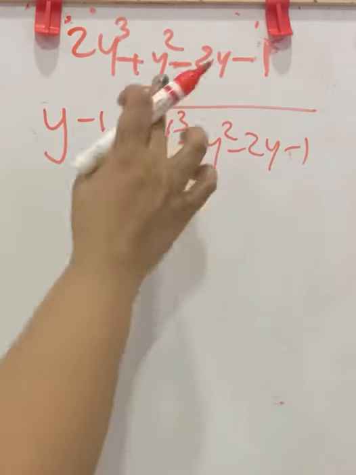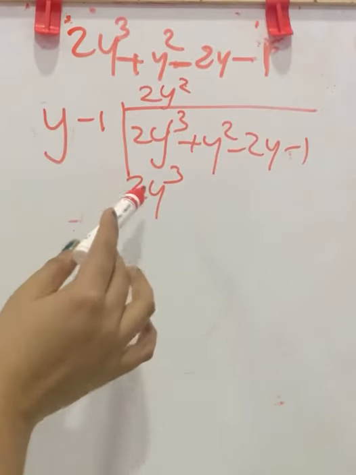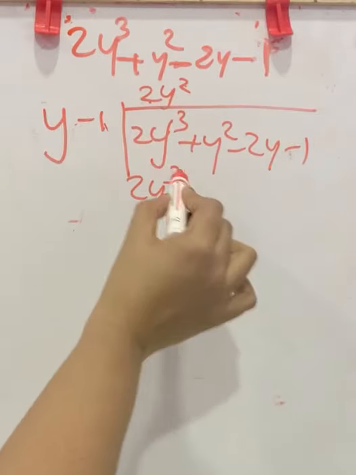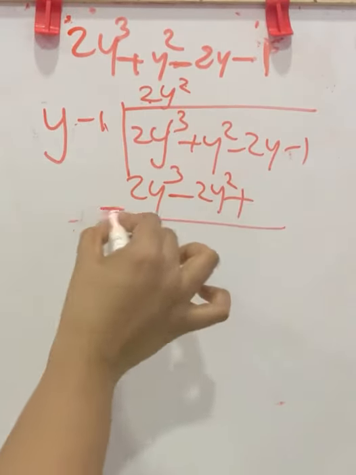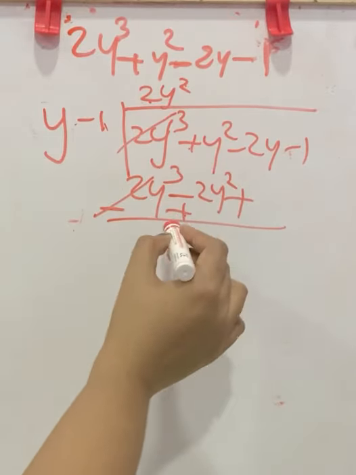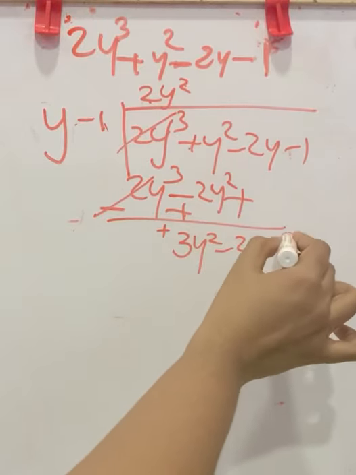Now 2y square into y is 2y cube, y raised to 2 into y is y raised to 2 plus 1, that is y cube, 2y cube. Now 2y square into minus 1 is minus 2y square. Now subtracting, make it addition, change the signs. Plus 1y square and plus 2y square is plus 3y square. Now carry down minus 2y and minus 1.